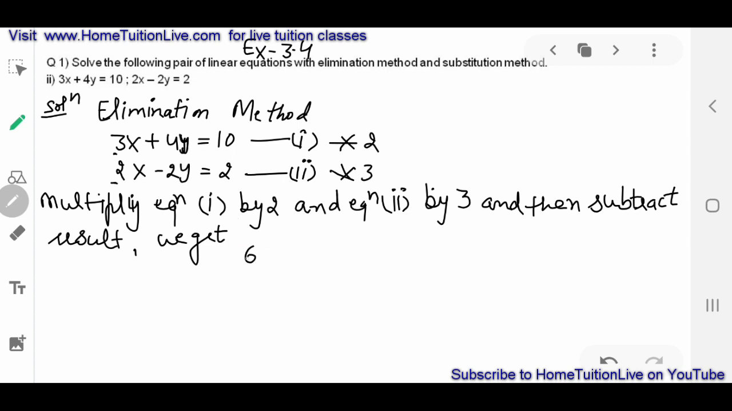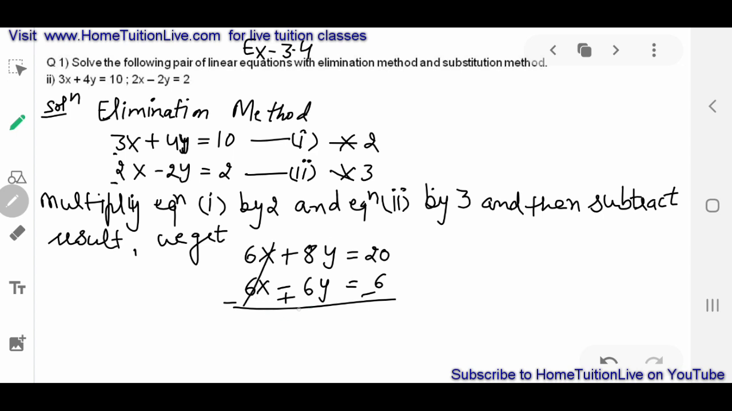6x plus 8y equals 20, and 6x minus 6y equals 6. Now we will subtract. When we subtract, the sign will change. This is plus, this will be minus; this is minus, this will be plus; this is plus, this will be minus. So the x term will be eliminated.